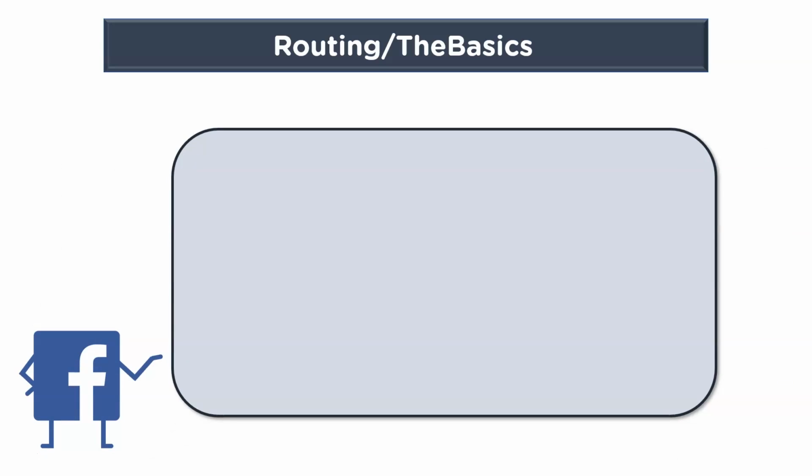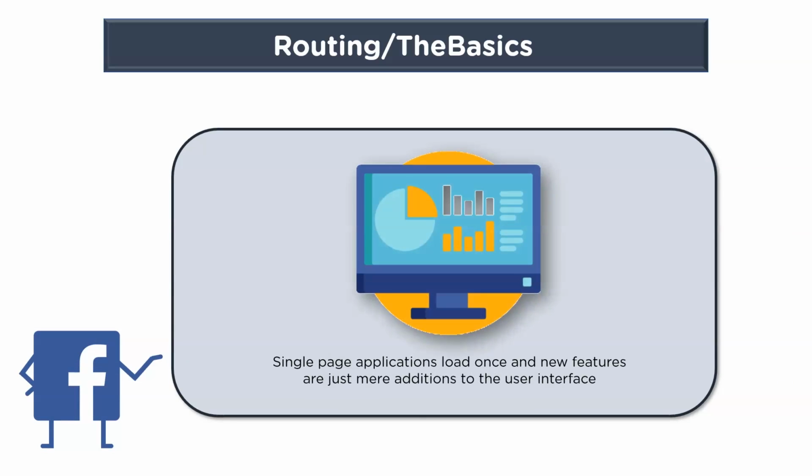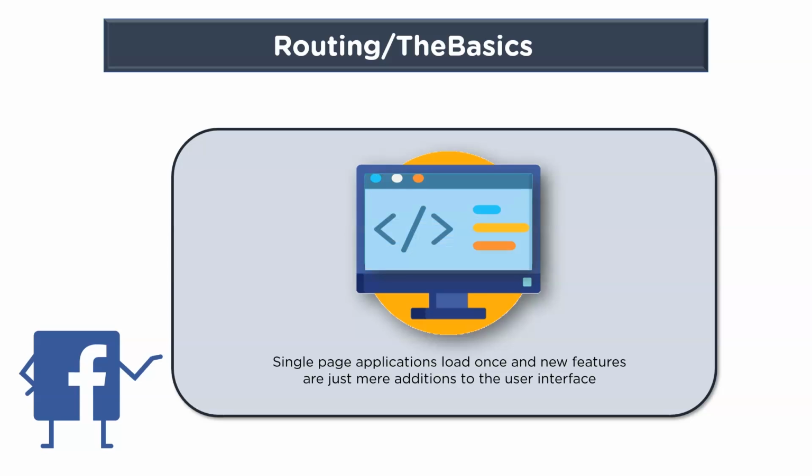But how is it achieved in Angular? Especially in Angular, routing plays a major role. It is used to create single-page applications. Now these applications are loaded just once and new content is added dynamically. Applications like Google, Facebook, Twitter, and Gmail are a few examples of single-page applications.